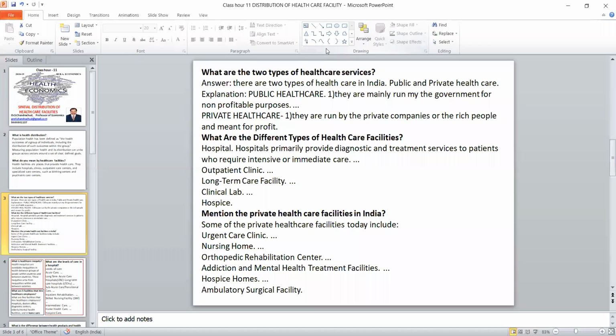Some of the healthcare facilities are urgent clinic, nursing home, orthopedic center, mental health center, hospice homes. Like that, there are different healthcare facilities rendered by the private people. You have to mention that.